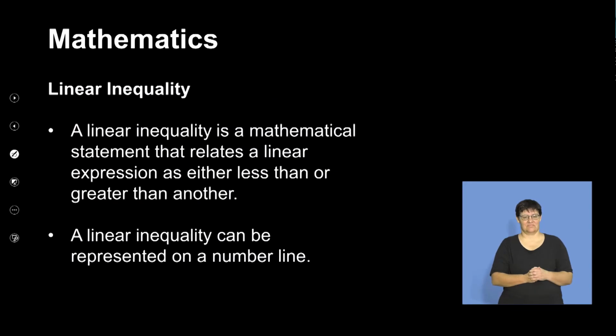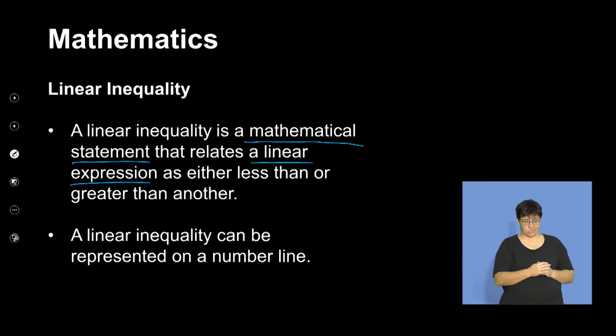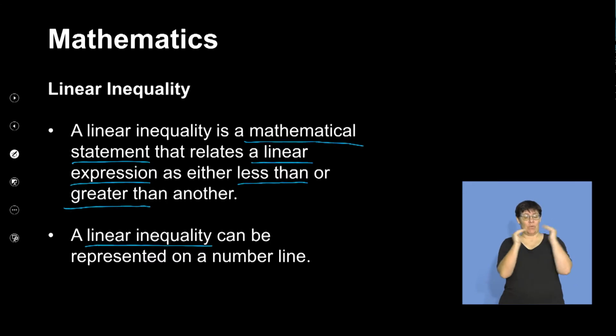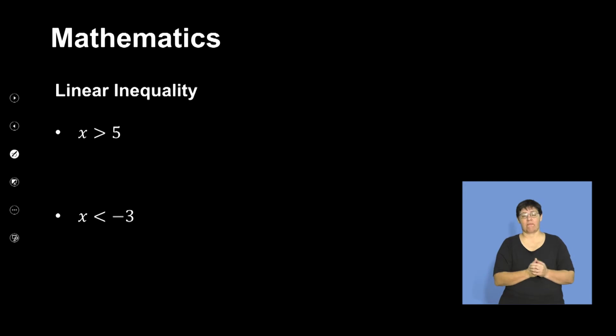So, all right, firstly we look at what is the definition of a linear inequality, right? This will be a mathematical statement that relates a linear expression as either less than or greater than another expression, right? A linear expression that is. Also, this linear inequality, we can use a number line to represent it because it really just talks about less than or greater than. But remember, I said equality can be thrown in there as well. You can say less than or equal to, or you can say greater than or equal to. So you can always throw in that, but we'll look at it at a later stage.